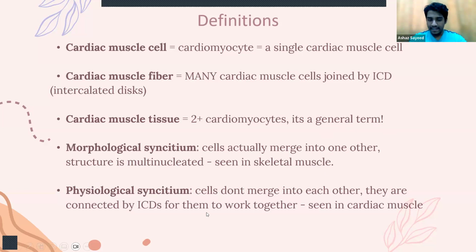Physiological syncytium, here the cells don't merge into each other. They are just in contact. They're in contact at the points of intercalated discs. So it's like a cell and another cell. They touch each other, and here you're going to have an intercalated disc. Through this, they send signals to each other to contract in unison. So it's written here, cells don't merge into each other. They're connected by intercalated discs for them to work together. And something like this is seen a lot in the cardiac muscle.